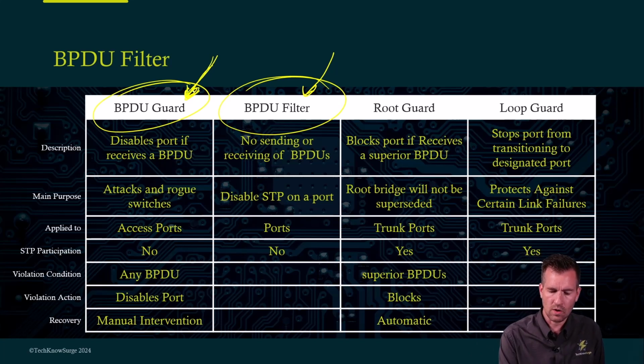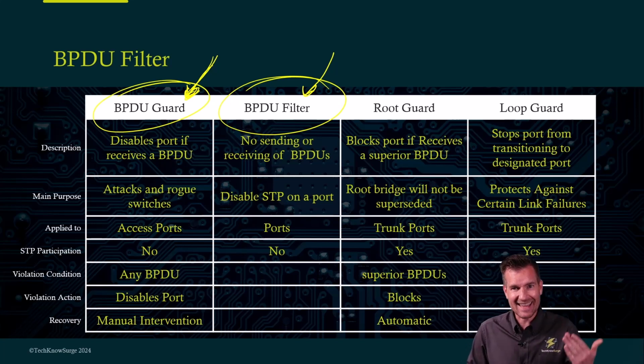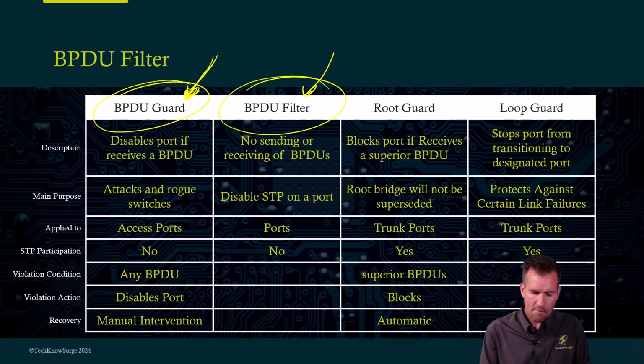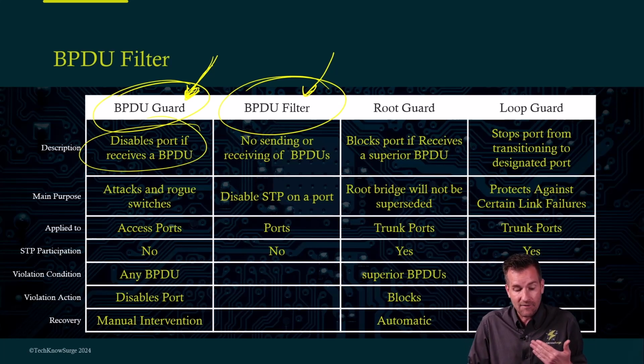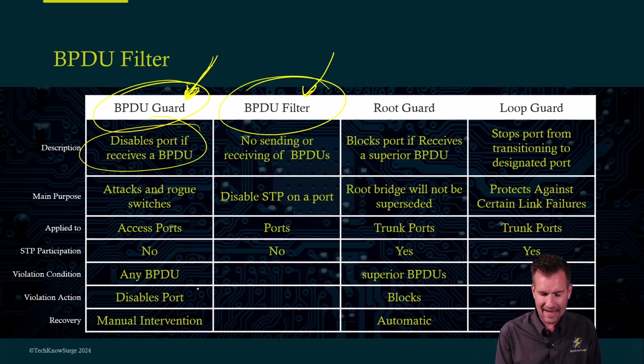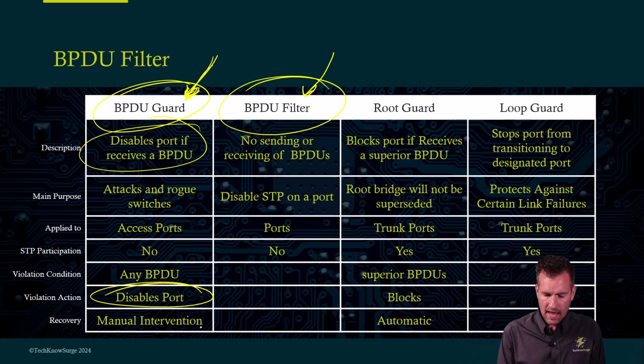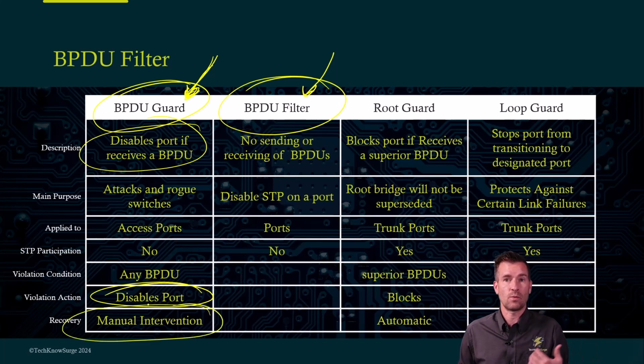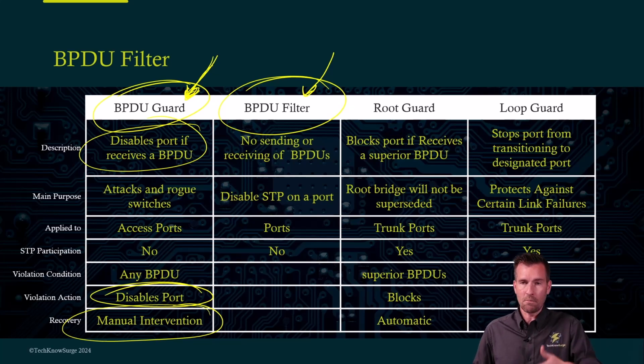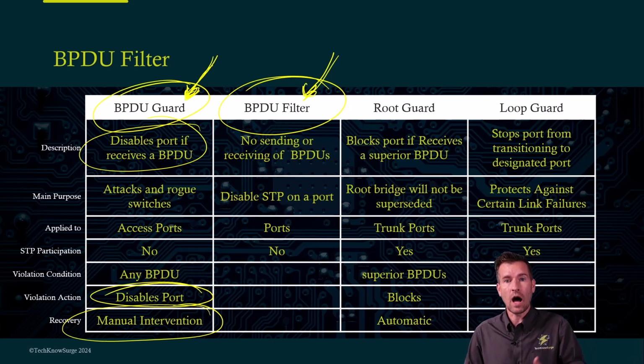So BPDU Guard helps protect against that loop from being created by monitoring and seeing if it receives a BPDU. If it does receive that, then it will go into a disabled port state. That disabled port state then will stop all traffic from happening on that port, and it has to have some sort of manual intervention. We actually have to go and shut down the port and bring it back up in order for it to work. Versus BPDU filter essentially turns off Spanning Tree Protocol on that port.